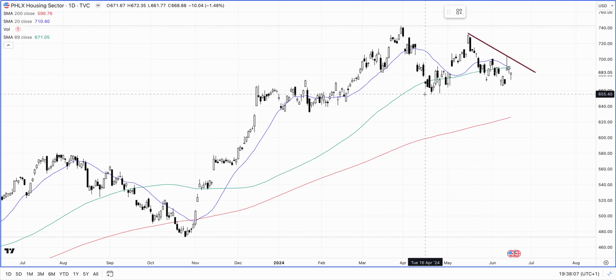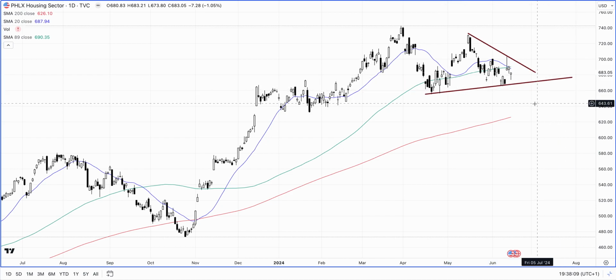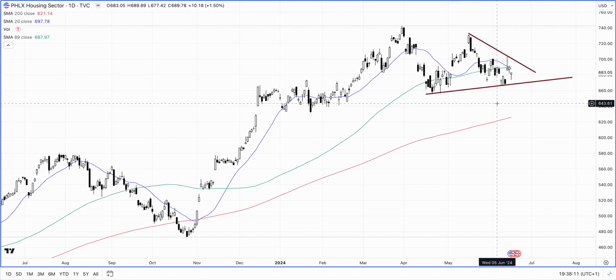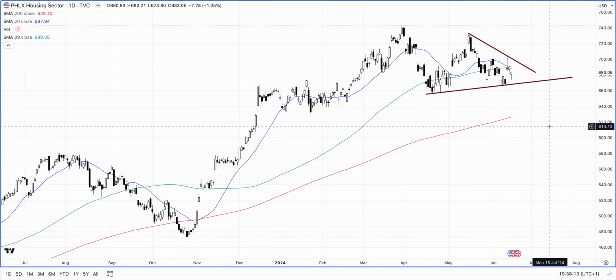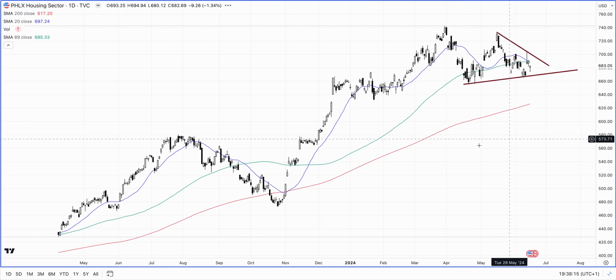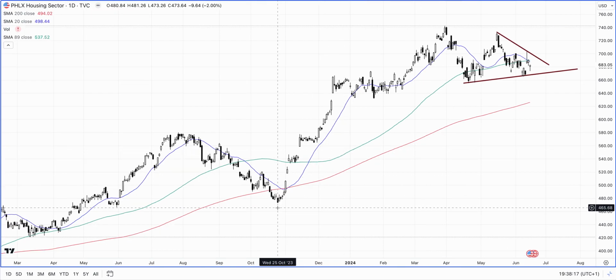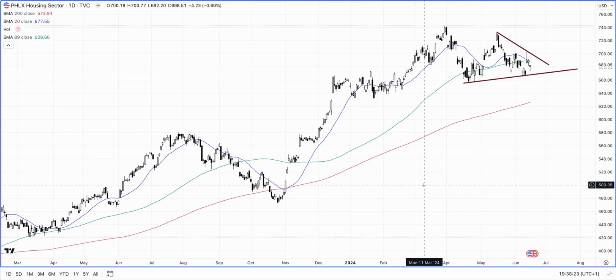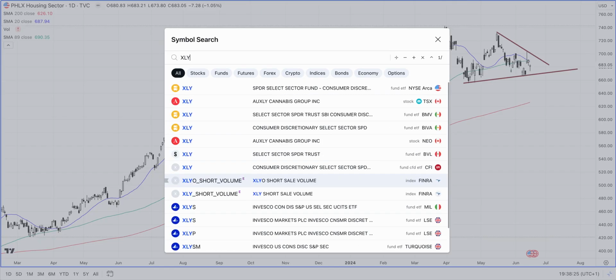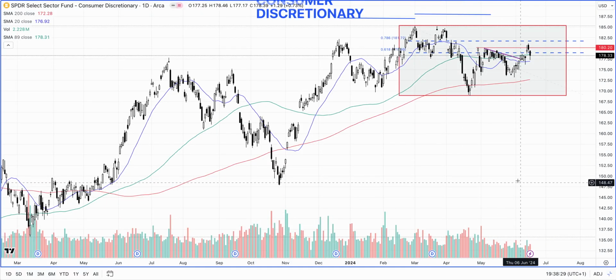It was just more like a triangle, a pennant wedge kind of pattern. But if the yields begin to move lower, I think it should get supported. But look, it's done pretty well from the 23rd of October last year. It's done quite okay. Now, if we take a look at the consumer discretionaries, here we go.